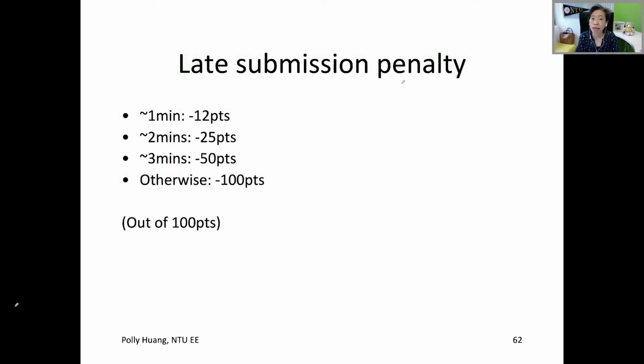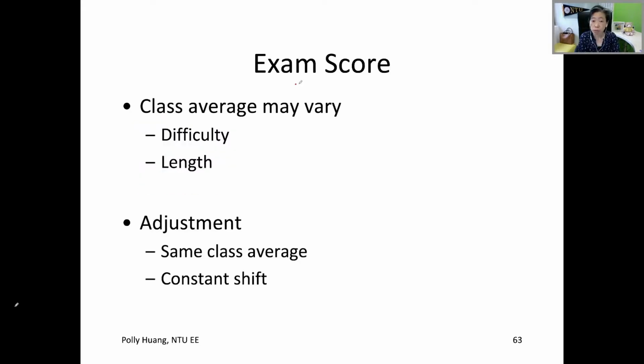There's also a penalty for late exam submission. If it's late but within a minute, 12 points are deducted. Beyond 1 minute but within 2 minutes of the deadline, 25 points are deducted. If it's beyond 3 minutes, all points are deducted. For every exam, you will receive a score after grading. But at the end of the semester, when we are calculating the semester grades, we'll try to adjust the exam scores because the class average per exam can vary from exam to exam because of the difficulty or the length of the exam. All right.